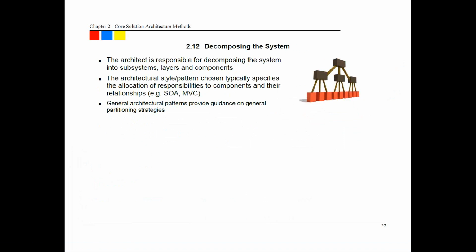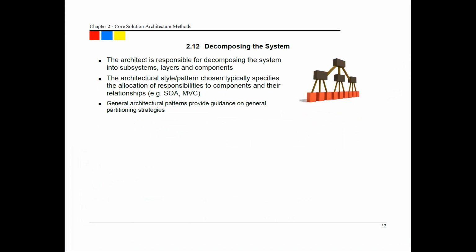So how do we go about decomposing a system? The architect is responsible for decomposing the system. In the bigger picture, the architect is responsible for coming up with a proposed architecture that meets our functional and non-functional requirements. So we start with one big problem, one big set of functional requirements, and we want to decompose that system into a structure of components and subsystems that can meet those requirements.